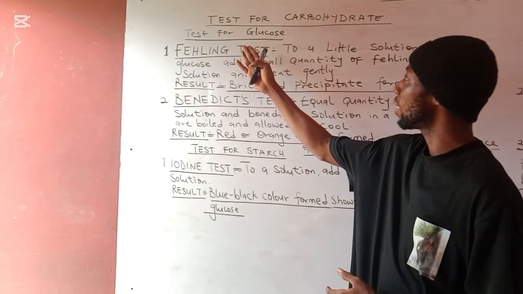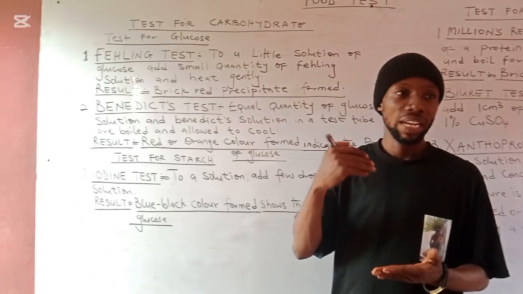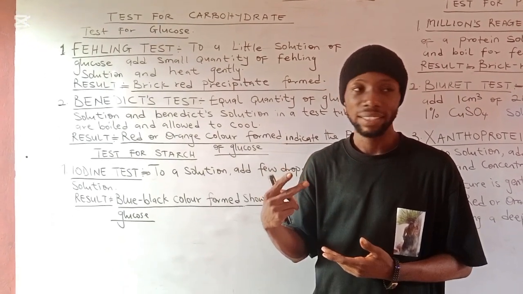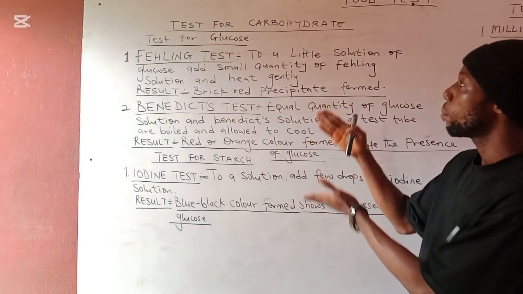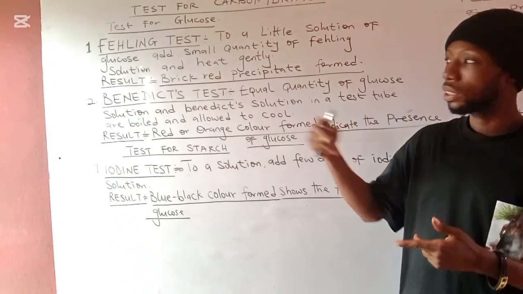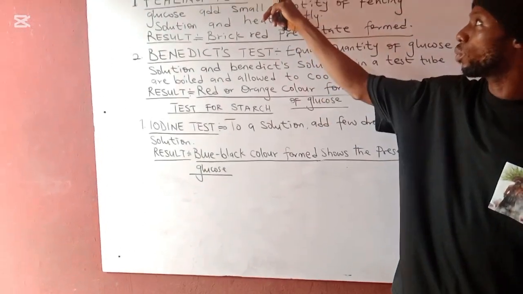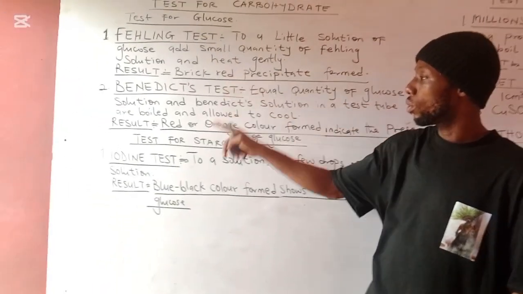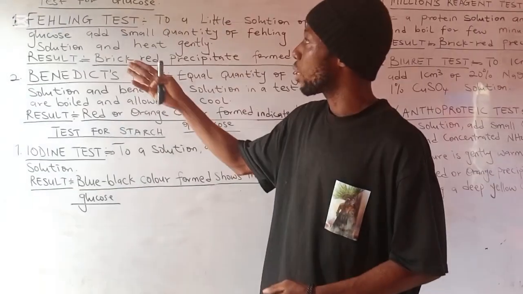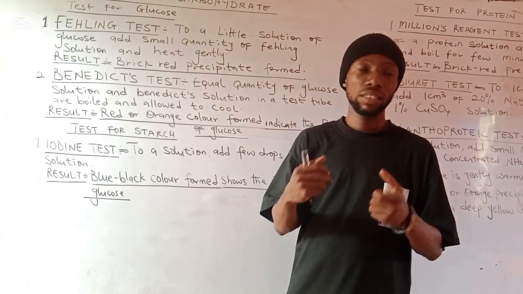Here we are going to look at the tests for carbohydrates. Carbohydrates, as we discussed in the last video, are divided into three: monosaccharides, disaccharides and polysaccharides. But here, on tests for carbohydrates, I'm going to divide it into two: the test for glucose and the test for starch. Glucose is the simple sugar, as we know, while starch is the complex sugar. You can also call the test for glucose the test for reducing sugar.